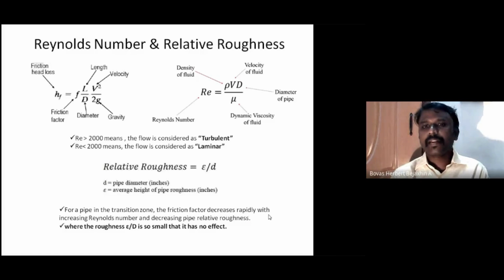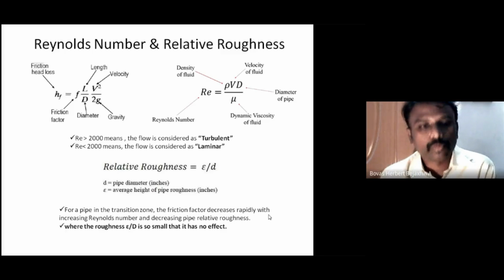The Reynolds number and relative roughness are two very important things to find out during the flow, for the friction head losses, especially in the major loss. The major loss is determined by Darcy's formula: hf is equal to f L V square by D into 2g. Here f is the friction factor, with the diameter, length and velocity as already said.